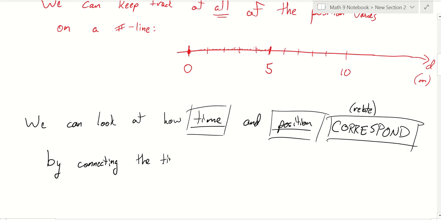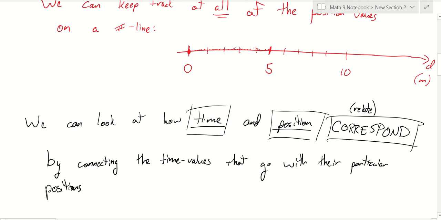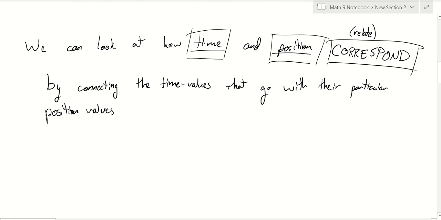the time values. So we can connect the time values that go with their particular position values. So how can we connect them? One ineffective way to connect them, I'll show you. And then from that less effective way, we're going to modify it to make a much more successful method for connecting time and position values and seeing how they relate or correspond.